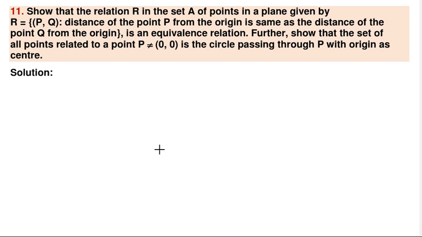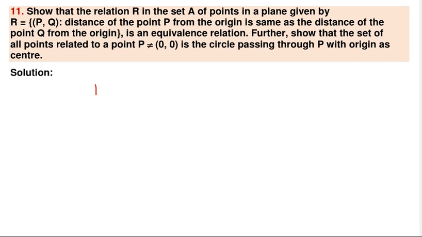Question number 11. Show that the relation R on the set of points of the plane, given by P, Q: the distance of the point P from the origin is the same as the distance of the point Q, is an equivalence relation. Further show that the set of points related to the point P, other than the origin, is a circle passing through P with the origin as its center.